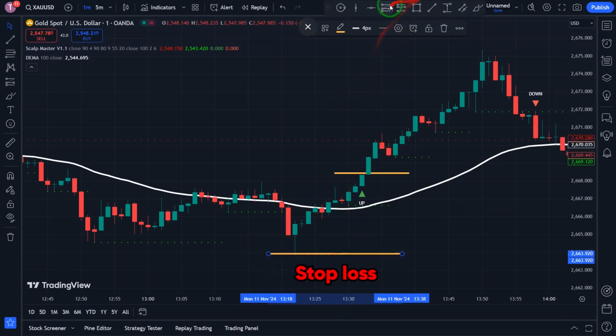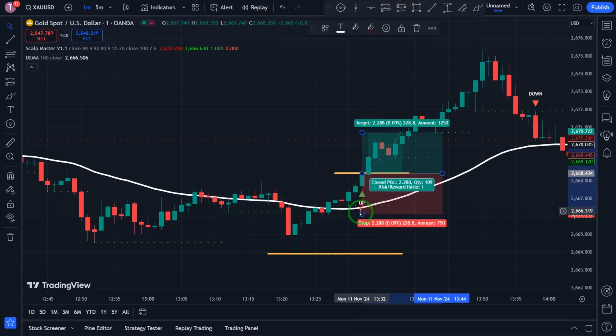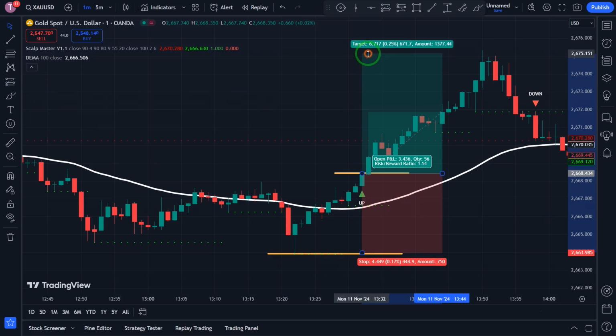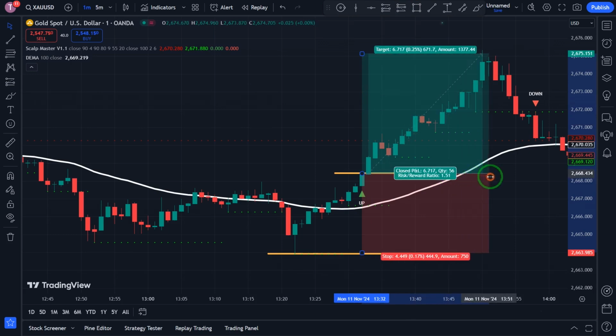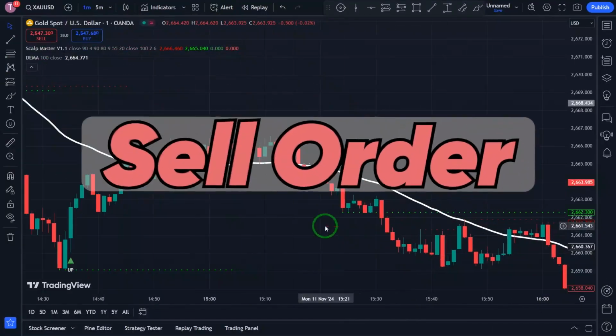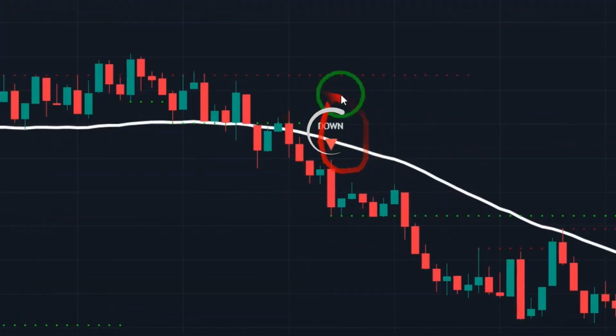Now we can enter the buy trade at this point, and for the take profit, we just need to consider a risk to reward ratio of 1 to 1.5. Now all that's left is to wait for the market to reach our take profit and our trade closes with a profit. For a sell order, we just need to look for a sell signal.